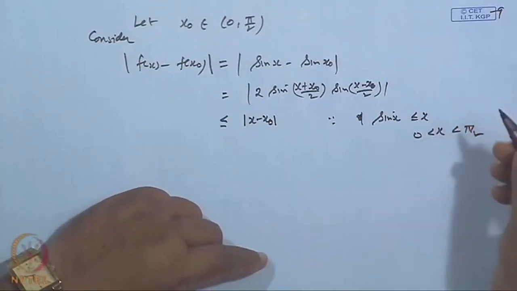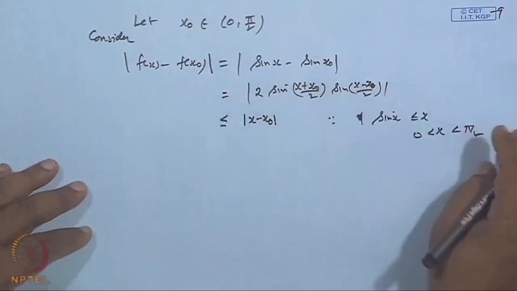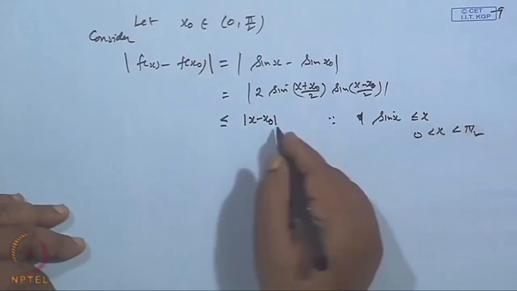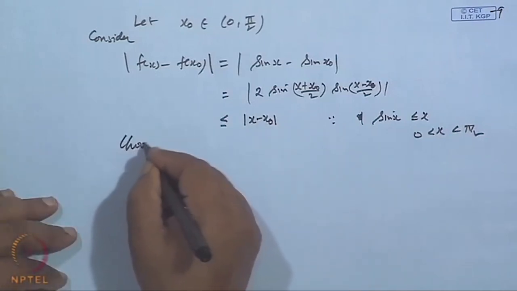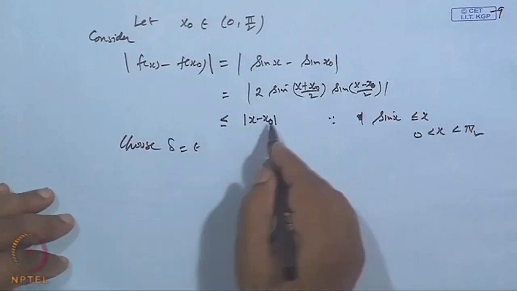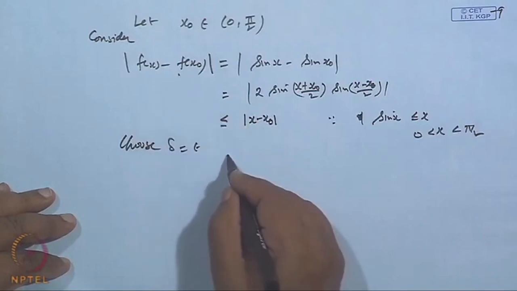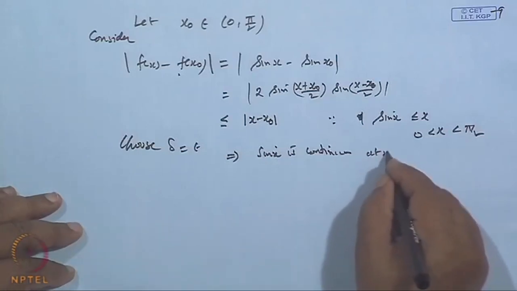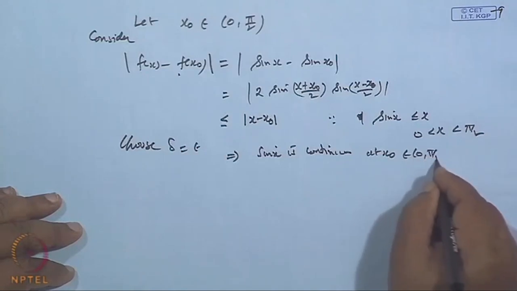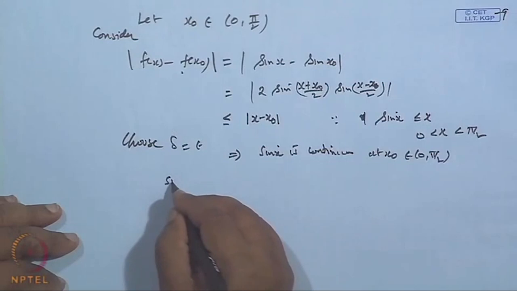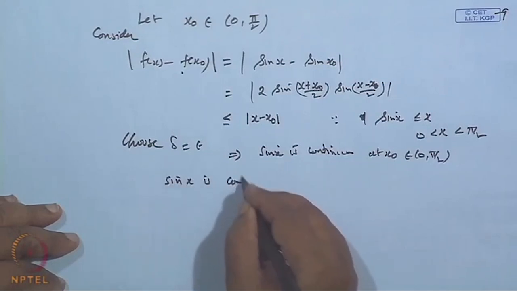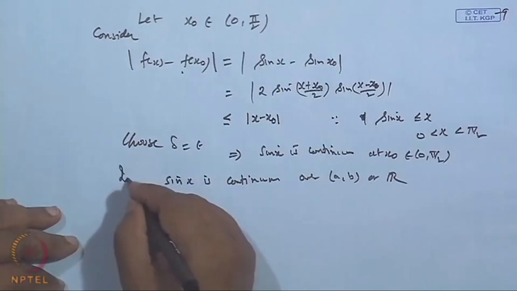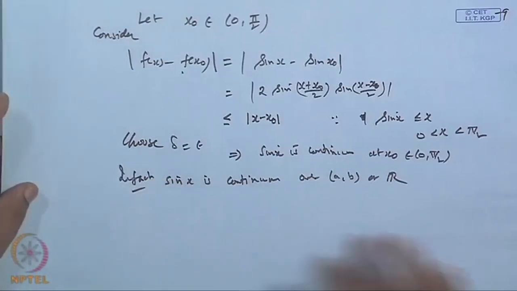Sin 0 is 0, sin 90 degrees is pi by 2, or even 0 to pi, it will help. Any interval you can take; in fact, this can be extended for any real x. Now, I choose delta equal to epsilon. So, if mod of x minus x naught is less than delta, obviously this will be less than epsilon. So, this shows that sin x is continuous at x naught, but x naught is arbitrary, so it is continuous everywhere. And even if we take an interval, sin x is continuous over any open interval (a, b) or in the real line. In fact, one can prove this easily. This is one of the examples which I have chosen.